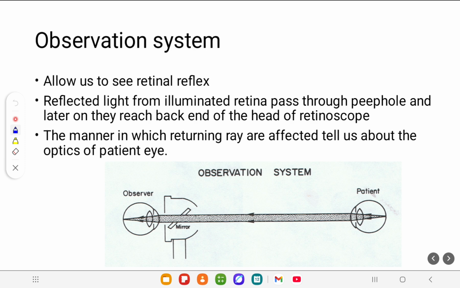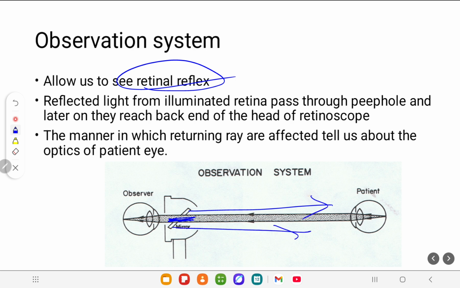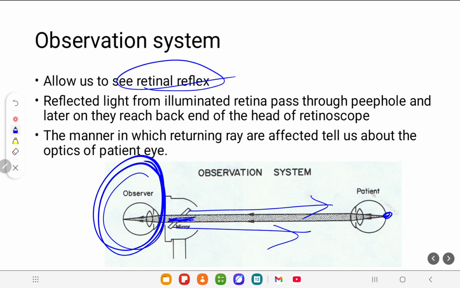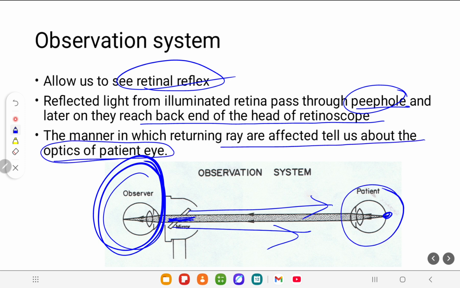So, the observation system and the illumination system we have talked about. The observation system allows us to see the retinal reflex, and you see it through the small gap in the mirror. The light goes to the eye and the reflex from the retina comes directly to the observer, as we are optometrists. The reflected light from the illuminated retina passes through the peephole, and that's very important, and then goes back to the head of the retinoscope. The manner in which the returning rays are affected tells us about the optics of the eye, which is very important.